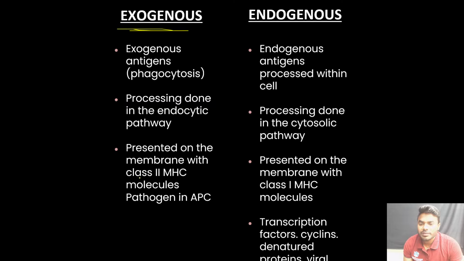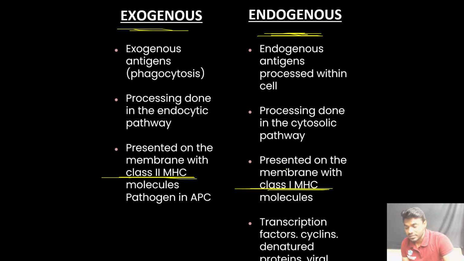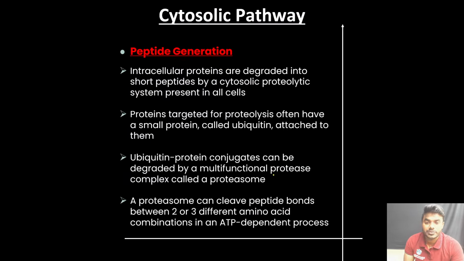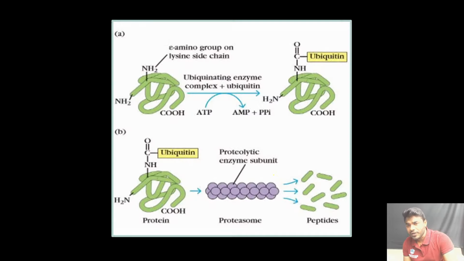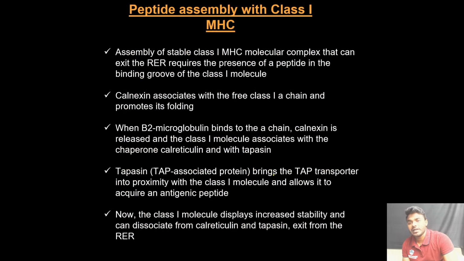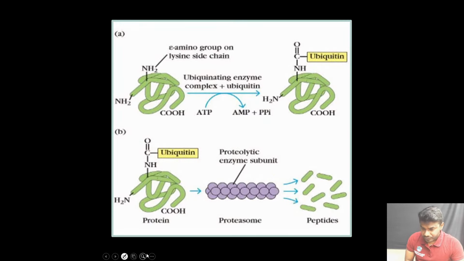The exogenous pathway can be shown by the class 2 MHC molecule, and the endogenous pathway can be shown by the class 1 MHC molecule. Please don't get confused with that, friends. Remembering is very important. And friends, we have very clearly understood how this particular pathway occurs. I hope every one of you recalls.